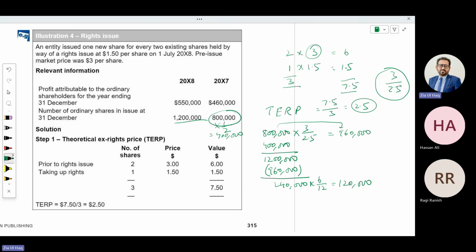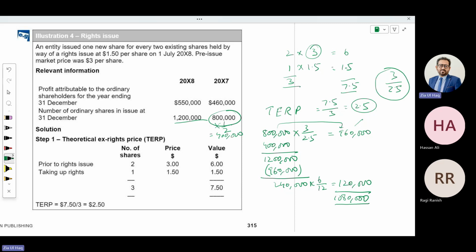So initially we were having 960. We have issued how many more? 120. If we add both, 1,080,000. This is the weighted average number of shares.